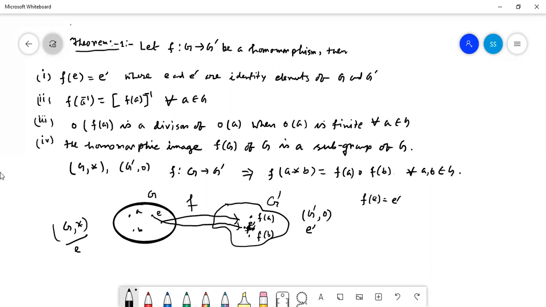Now the inverse of any element: f of a inverse equals f of a whole inverse. Now the order of f of a. Order of f of a means how many elements there are. It is a divisor of the order of a.